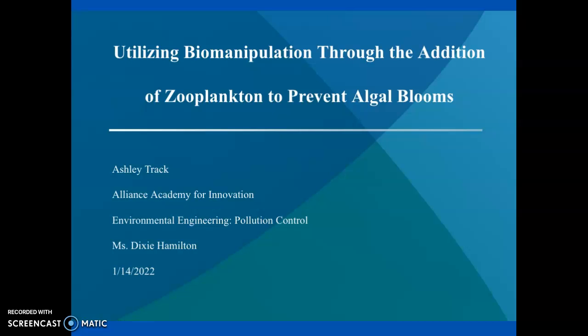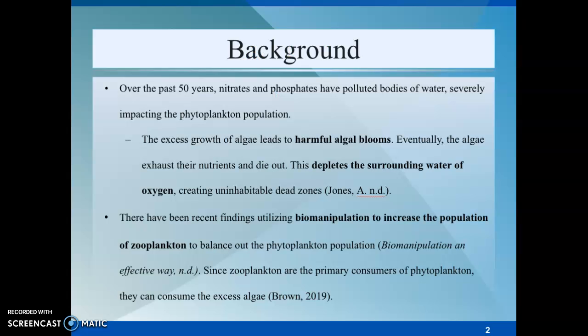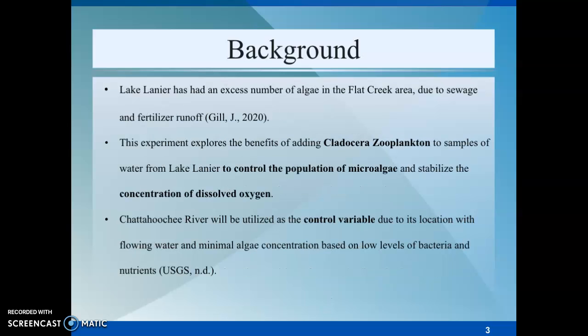Utilizing biomanipulation through the addition of zooplankton to prevent algal blooms. As a background, over the past 50 years, nitrates and phosphates have polluted bodies of water, leading to harmful algal blooms that deplete the surrounding water of dissolved oxygen. There have been recent findings utilizing biomanipulation to increase the population of zooplankton and consume the excess algae.